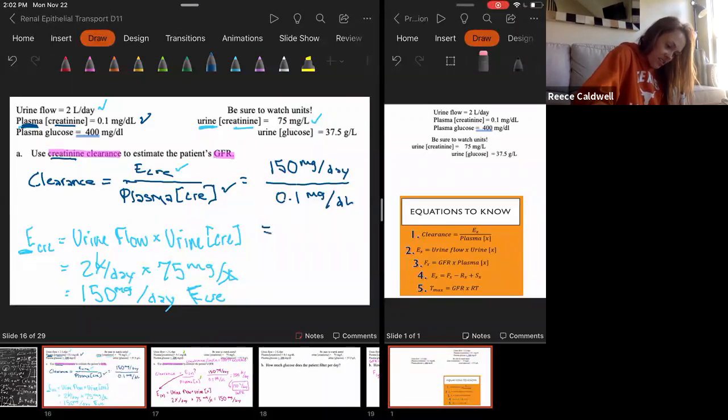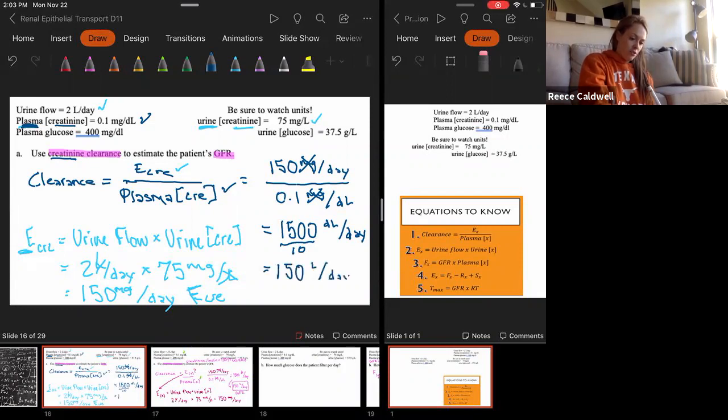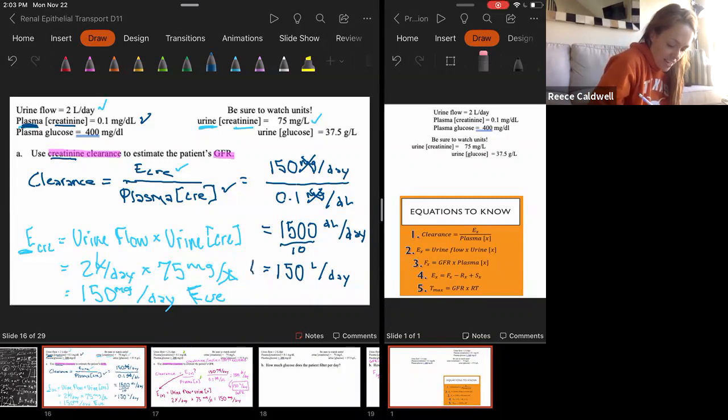What we get is 1,500 deciliters per day. Those grams are going to cancel out. If we want to put that in a more understandable unit, that is the same thing as 150 liters per day. So our GFR is either 1,500 deciliters per day or 150 liters per day. That is how much blood our glomerulus is filtering per day.